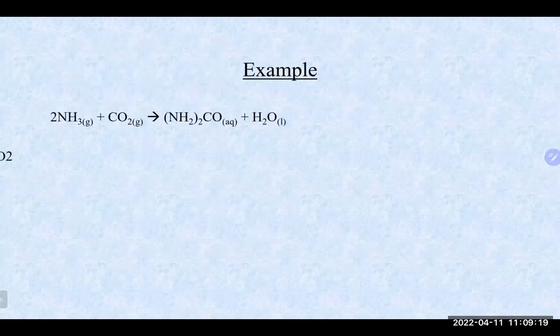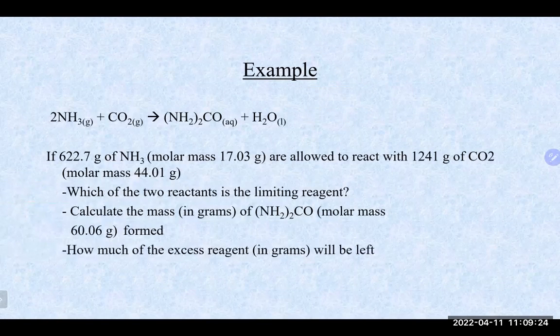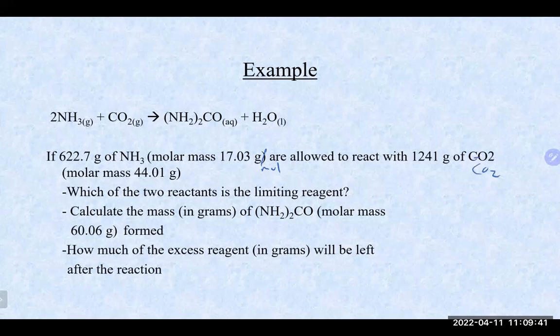All right, so why don't we try this one here? Starting with this, if we started with 622.7 grams of NH3, the molar mass is 17.03 grams per mole from the periodic table. And CO2, molar mass is 44.01 grams per mole. What is the limiting reagent? And calculate the mass of our product that is being formed.